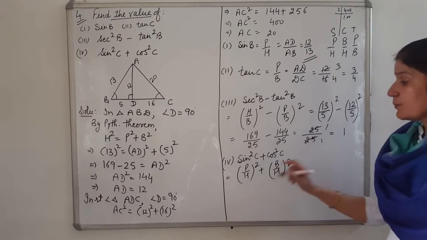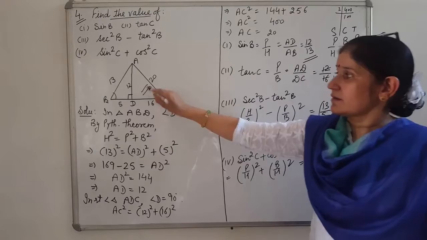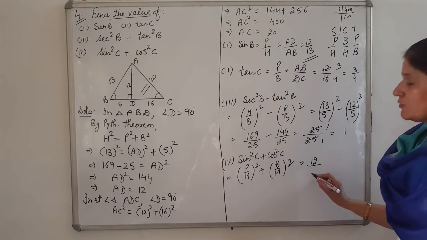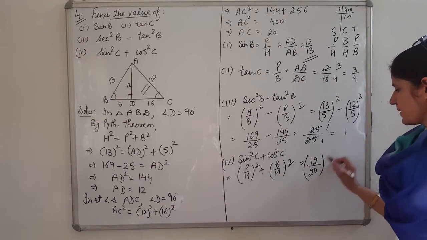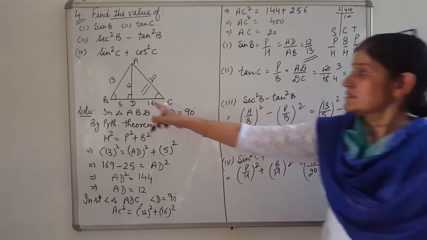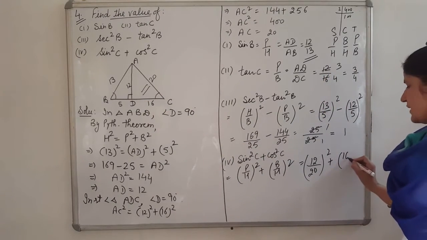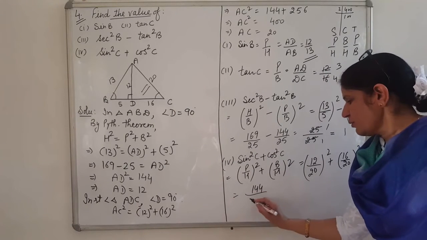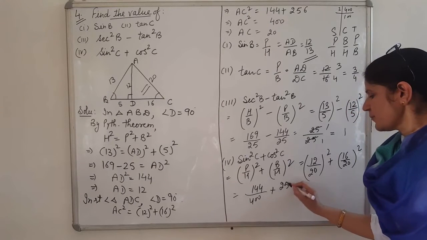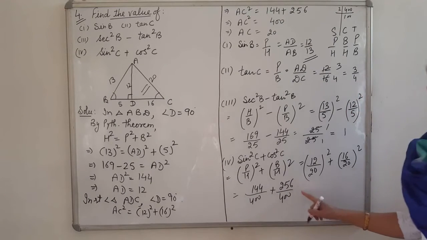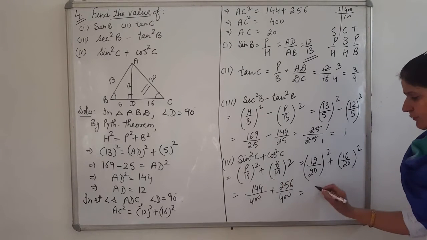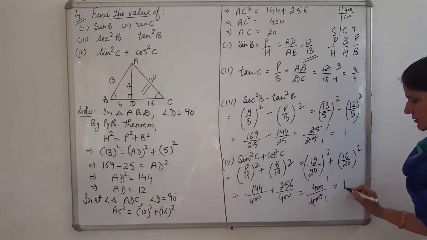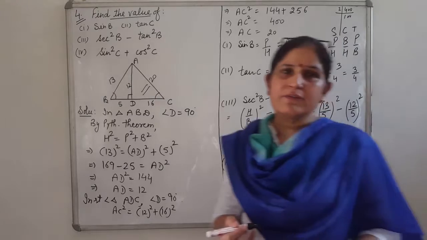Now what is perpendicular in this triangle? Perpendicular is 12. Hypotenuse is 20. Plus here base is 16 and hypotenuse is 20. So do their squares: 144 upon 400 plus 256 upon 400. Again they are like fractions. We add them, we get 400 upon 400. We reduce them to lowest terms and the answer is 1. Like this you can calculate the values.